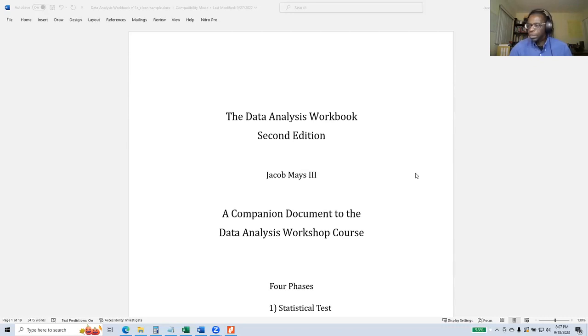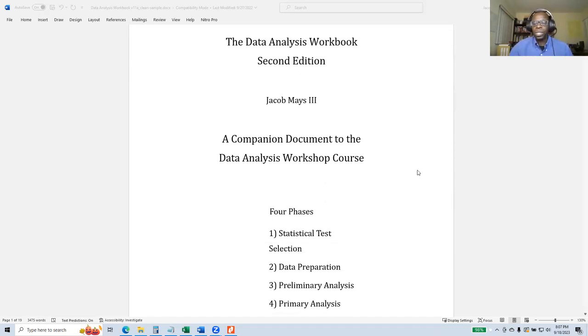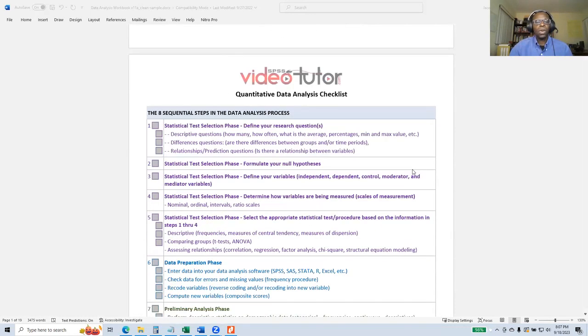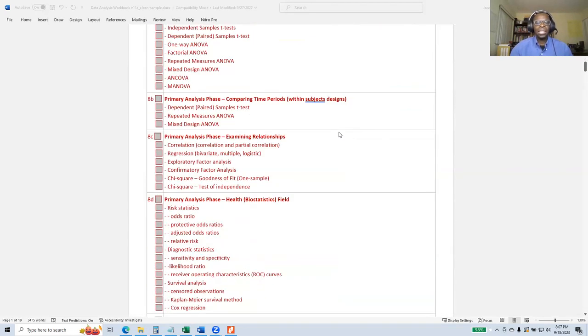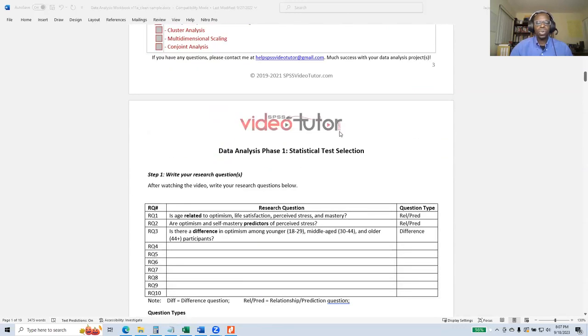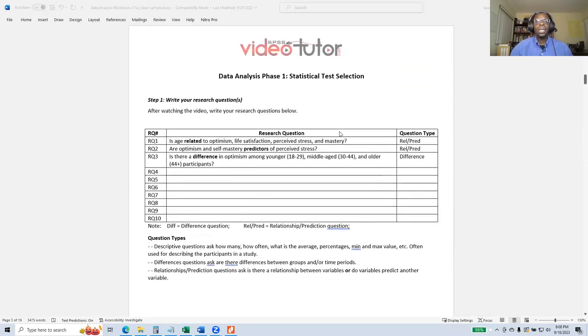So now, here we go. The first step, statistical test selection. And you're going to use this workbook when you're analyzing data. Because when I was analyzing data as an analyst back in the early 90s, I didn't have a workbook. We used to write everything down in notebooks. But I created this data analysis workbook so that you could write everything down.